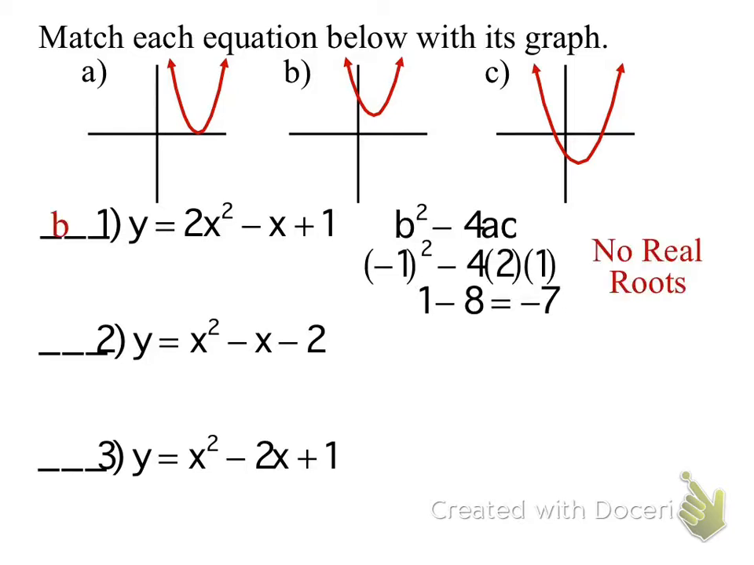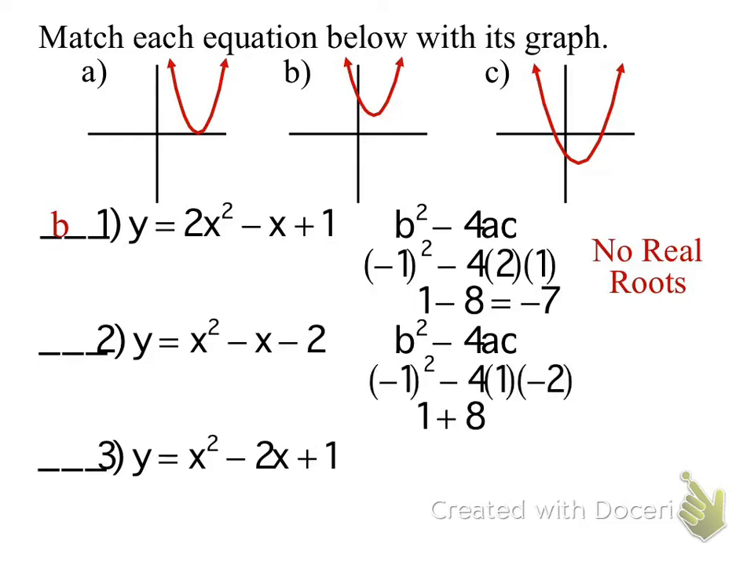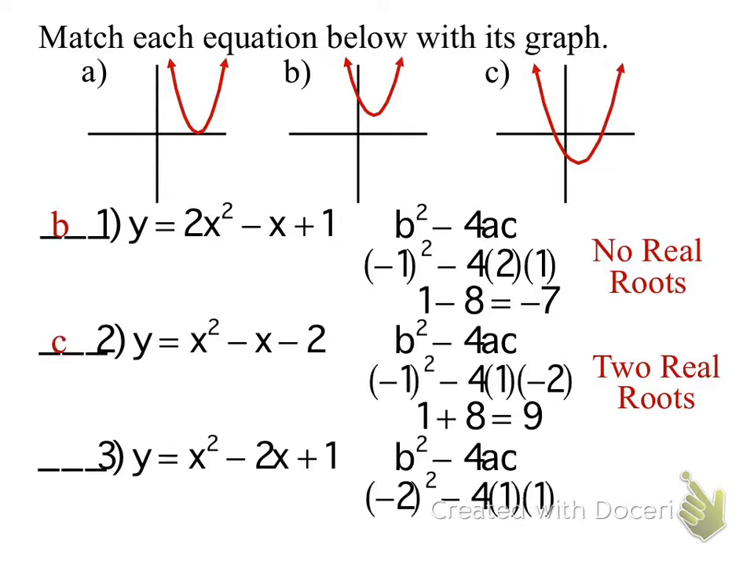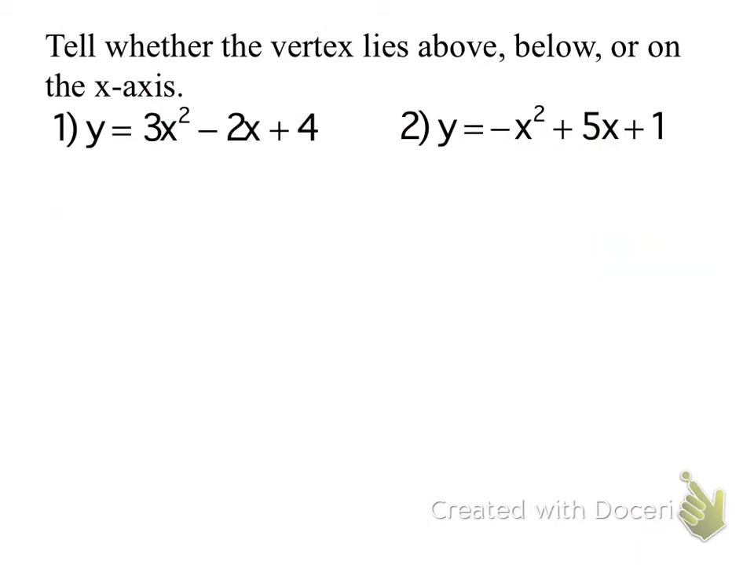Okay, next one. As we find the discriminant, we find that it equals 9. Which one does it go with? C. Much easier to use the discriminant. Okay, last one. I'm getting 4 minus 4 equals 0. Which one is it? A. You guys with me? You understand how to use that?